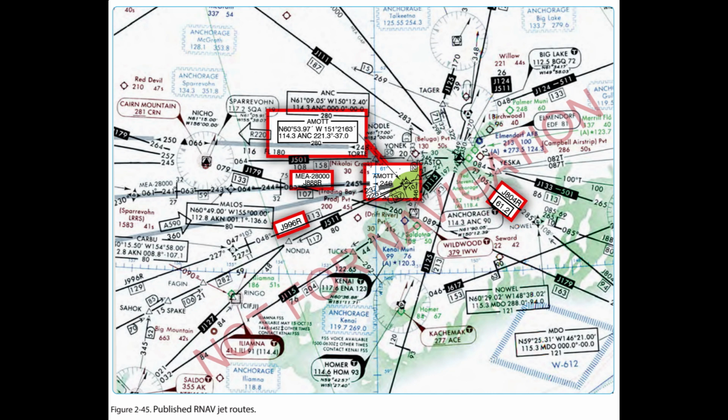The AMIT RNAV waypoint includes bearing and distance from the Anchorage VORTAC. Random RNAV routes. Random RNAV routes are direct routes that are based on RNAV capability between waypoints defined in terms of latitude or longitude coordinates, degree distance fixes, or offsets from established routes or airways at a specified distance and direction.